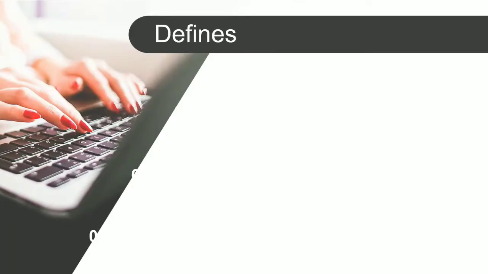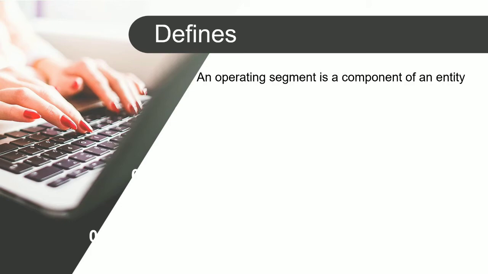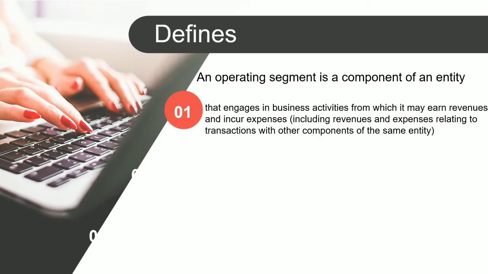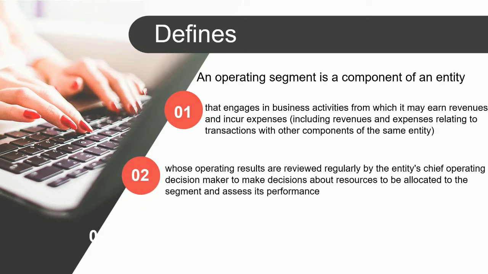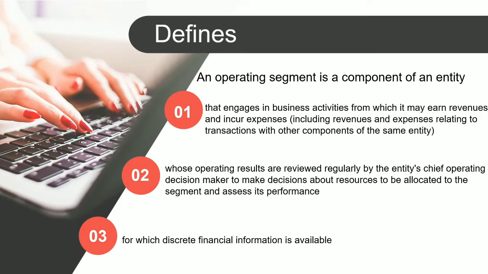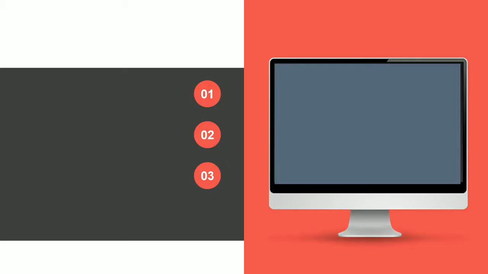Next is the definition of operating segments. An operating segment is a component of an entity that engages in business activities from which it may earn revenues and incur expenses, including revenues and expenses relating to transactions with other components of the same entity, whose operating results are reviewed regularly by the entity's chief operating decision maker to make decisions about resources to be allocated to the segments and assess its performance, and for which discrete financial information is available.